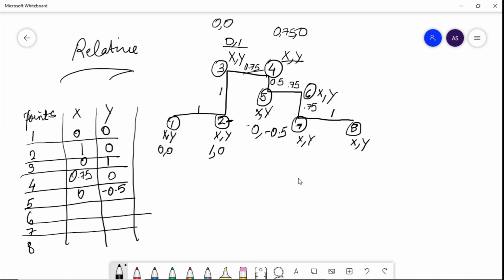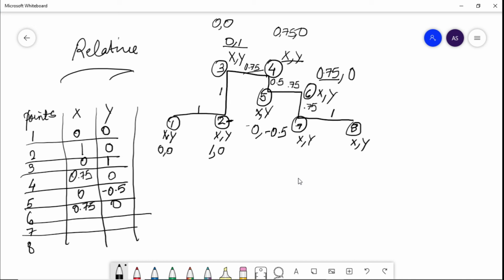Next is point 6. To move to point 6, point 5 acts as the last reference point, the absolute 0, the 0 point in the case of the relative system. So to achieve the new values of x and y for point 6, x is 0.75 because there is a movement in the positive x direction, and in y there is no movement, so y is taken as 0. So at point 6, x is 0.75 and y is 0.